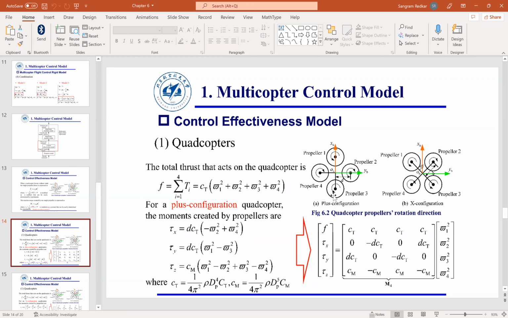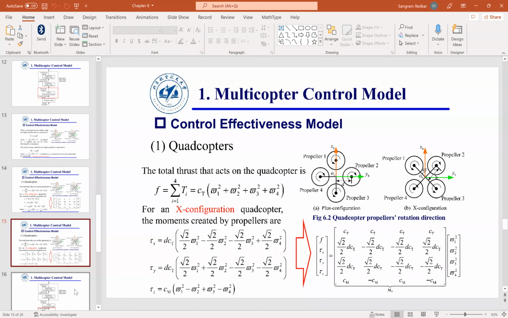This is the basic quadcopter control. Now, what I want to do is extend that to the X configuration. What you do is follow the same thing, but now you will have a factor of square root of 2 over 2.